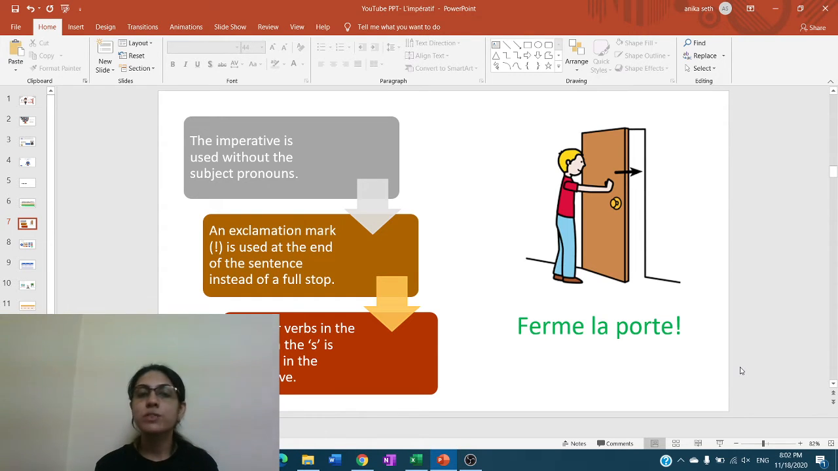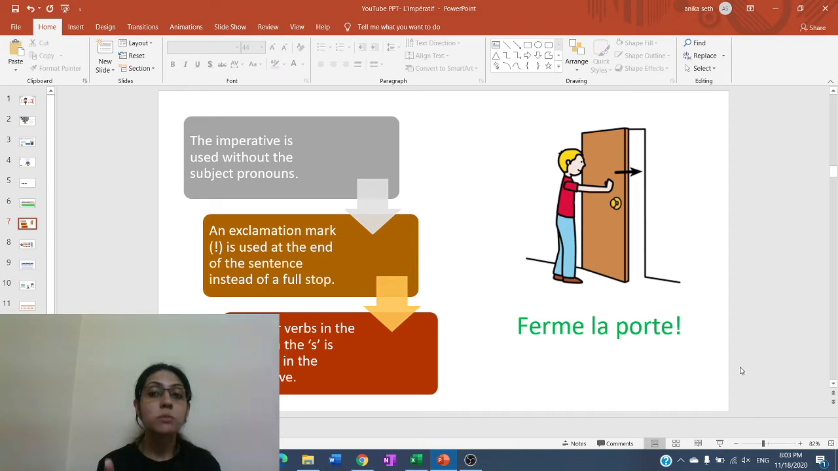So we have put the verb ferme. We have not used the subject pronoun over here. There is no tu in the sentence. After the completion, ferme la porte, we have placed an exclamation mark. So all the rules, all the conditions, whatever we have just now gone through, those are kept in mind while we are conjugating the verb and we are forming the sentence in the imperative form.